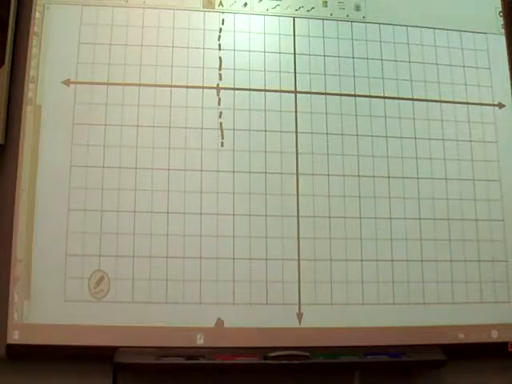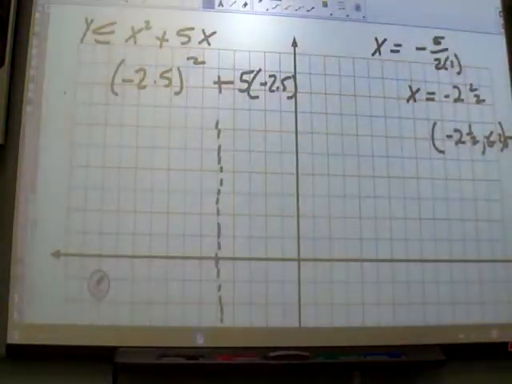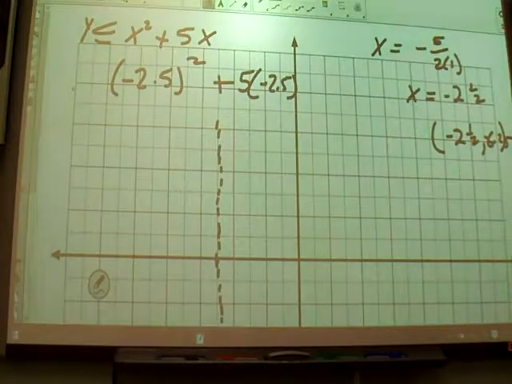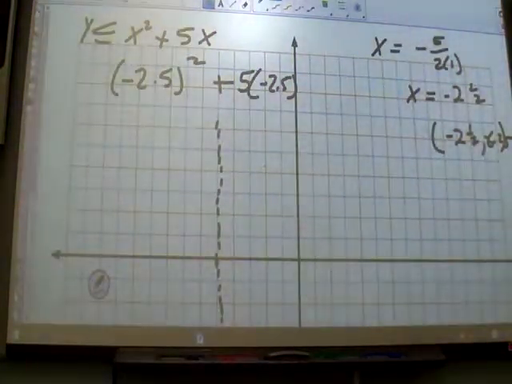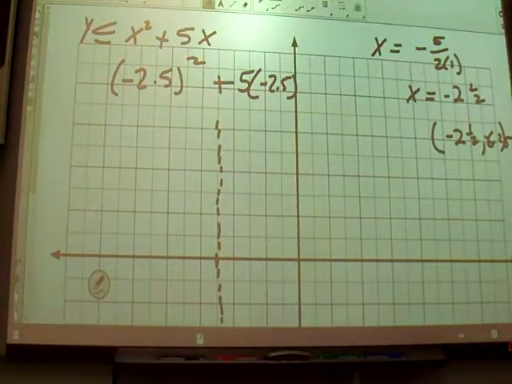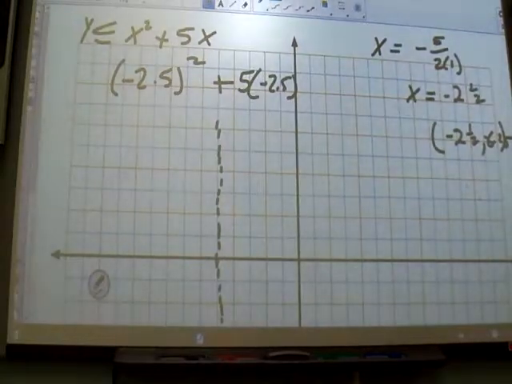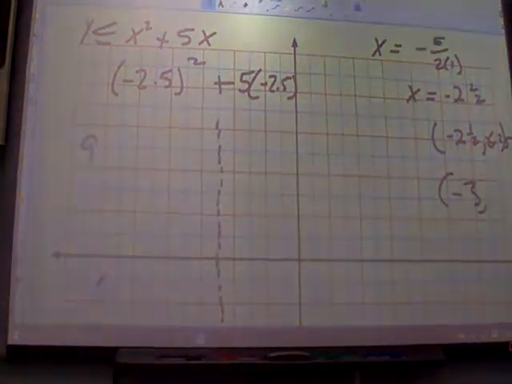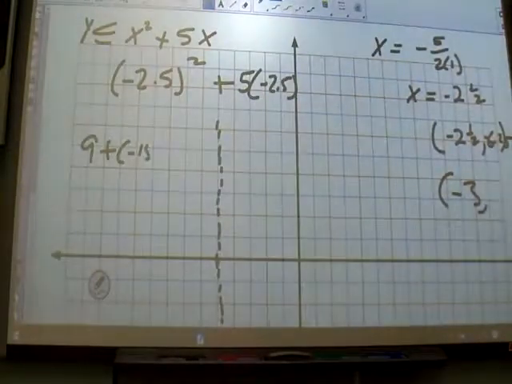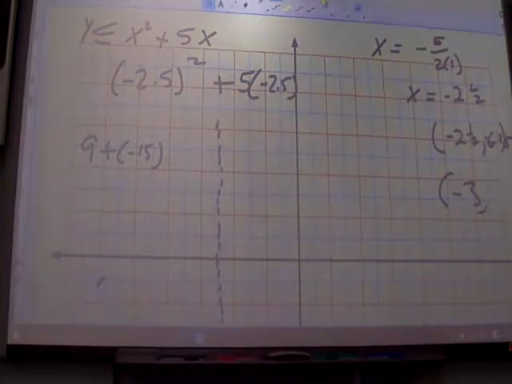Now I have to pick another point to plug in. Any 3 will be way far away. Sorry, I need it to be in the ballpark. Negative 3 would work. So that would be 9 plus negative 15, which I think is negative 6.